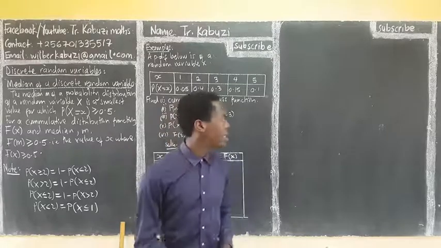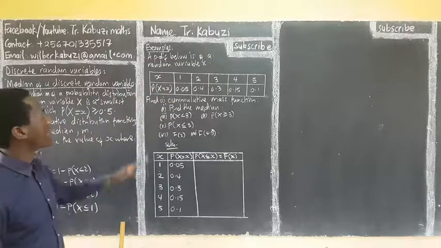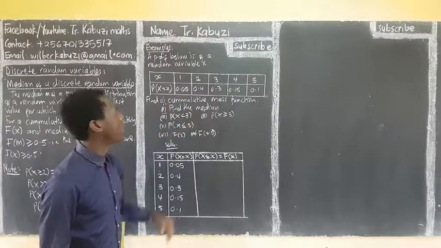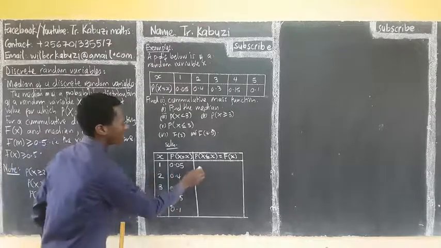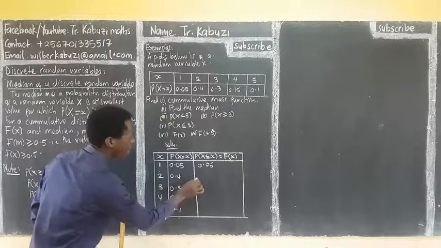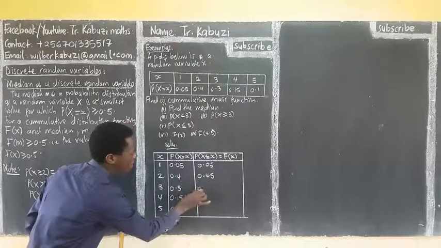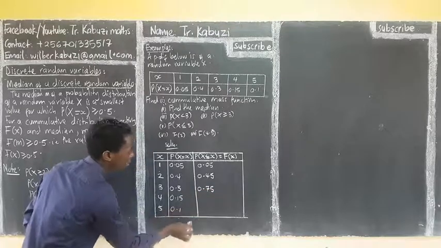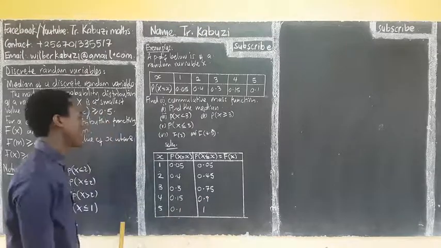Now from here, how do we start? The question is here. The PDF below is for a random variable x. This is our x, and these are the corresponding probabilities. Find the cumulative mass function. So to get the cumulative mass function, we keep on adding these probabilities. So the first one here is 0.05. Now you get this plus this, you get 0.45. And when you get this plus this, you get 0.75. When you get this plus this, you get 0.9. And this plus this, you get 1. So that's how you get it.